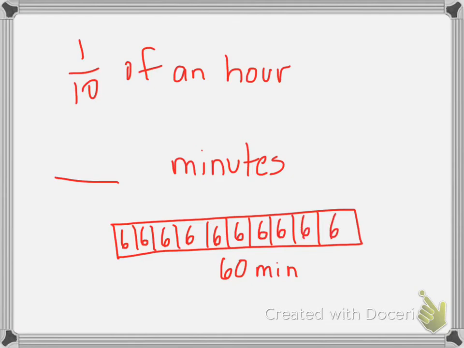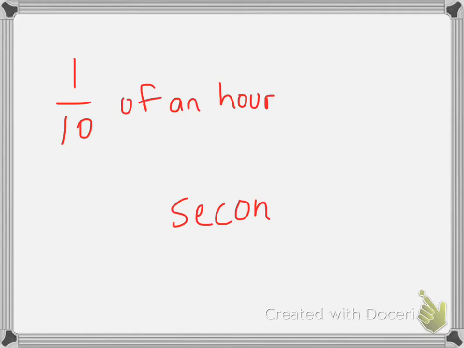Now, how many sections of these do I want? I want 1/10. So just one of those tenths would be 6 minutes. So 1/10 of an hour is 6 minutes. Well, if I challenged you a little bit further and I said, okay, 1/10 of an hour is how many seconds, that gets a little trickier. Now, the nice thing is we already know that it's 6 minutes.